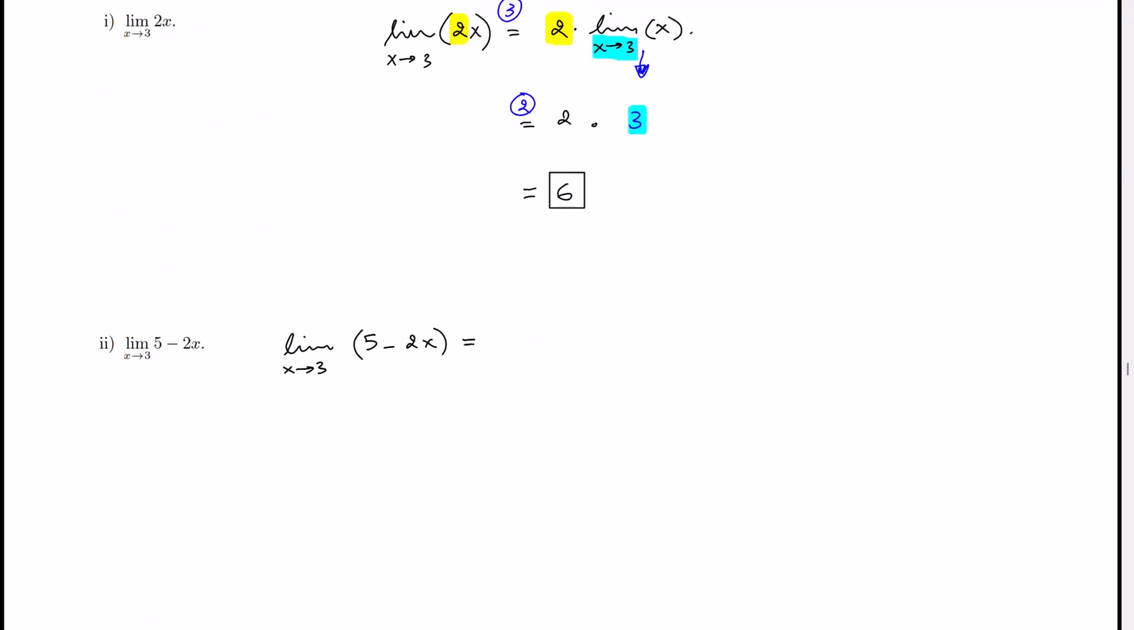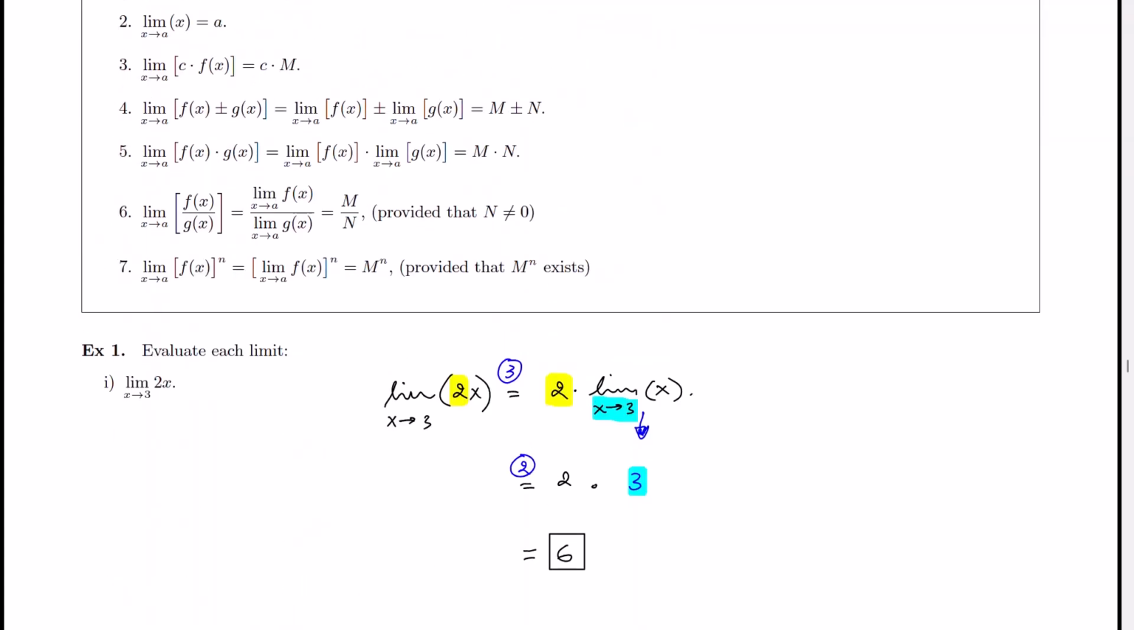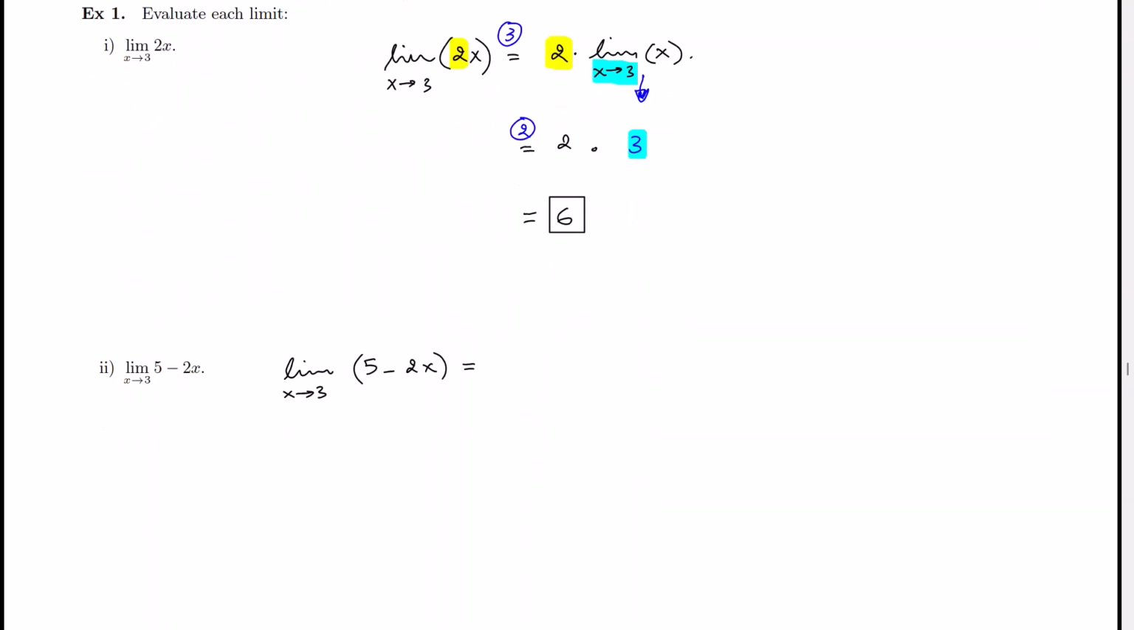So the critical thing to remember here is that I have a minus sign, so I'm going to look at my notes, and there is a rule that tells me what to do when I have a plus or minus. Basically, the rule says if you have a limit of a sum or difference, you can take the limit of each of the parts and then add or subtract as needed. So in my case, I have a limit of 5 minus 2x.